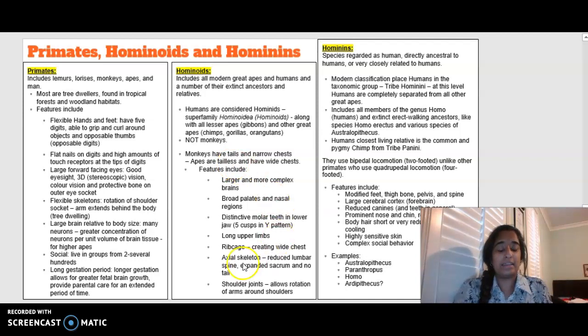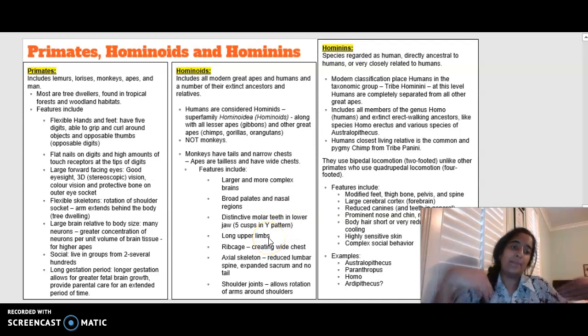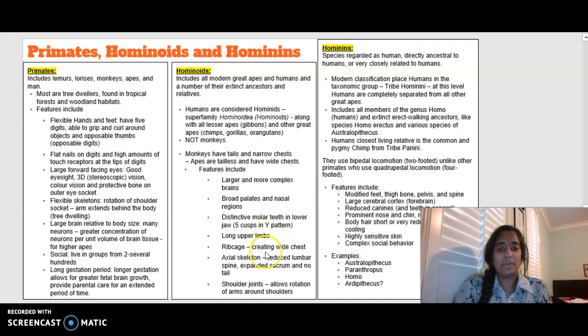Hominoids, their features include larger and more complex brains. They have broad palates and nasal regions. They have distinctive molar teeth in their lower jaw. They have long upper limbs, quite a large rib cage, creating that wider chest. An axial skeleton, so reduced lumbar spine and expanded sacrum with no tail, and the shoulder joints allow again for rotation of the arms around those shoulders.